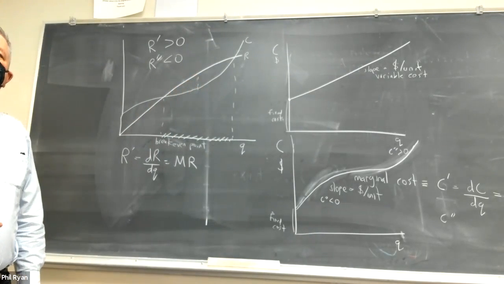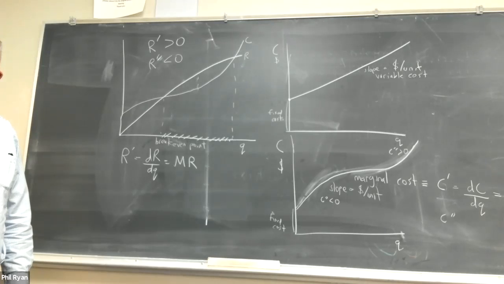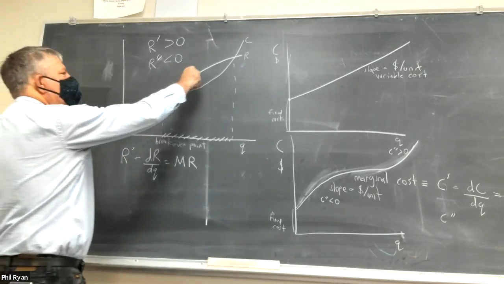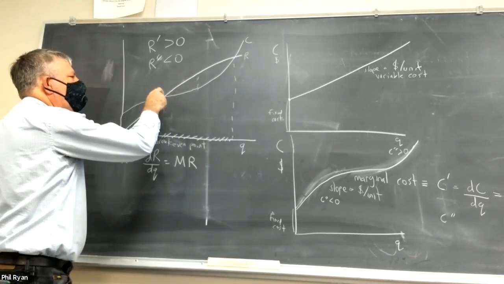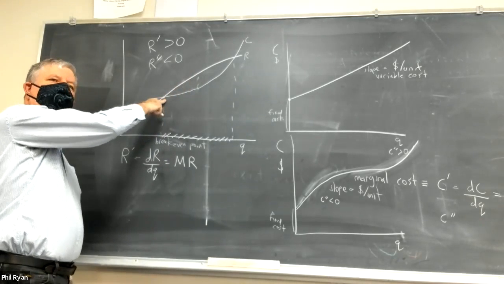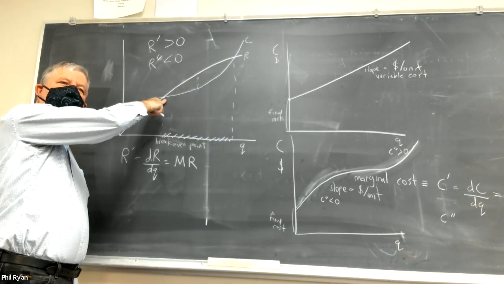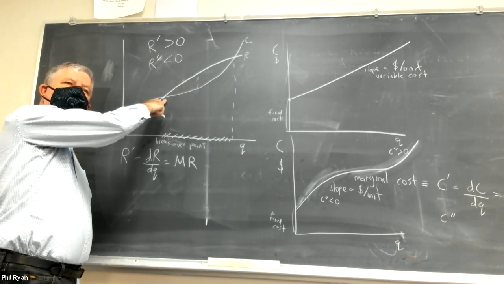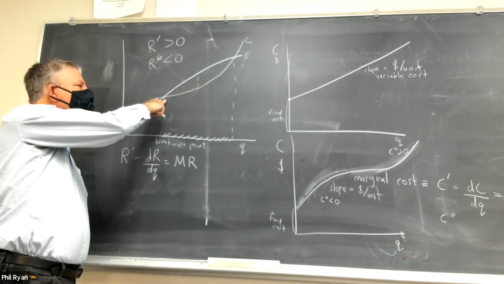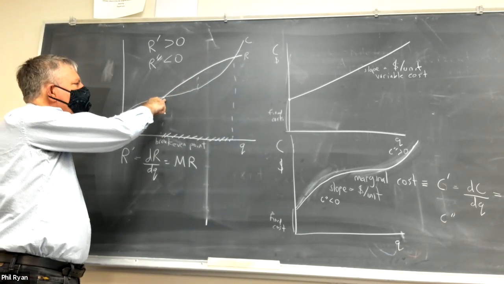That's the maximum margin, but wouldn't it be the maximum total where they meet? No, because remember, where they meet, that's where revenue equals costs. So if revenue equals cost, how much profit are you making? But if you're producing at the second point where they meet, you're still getting all the profits of the rest of that middle section.